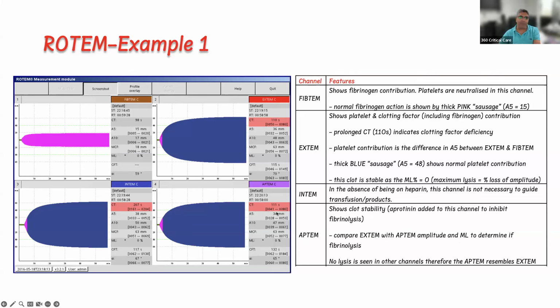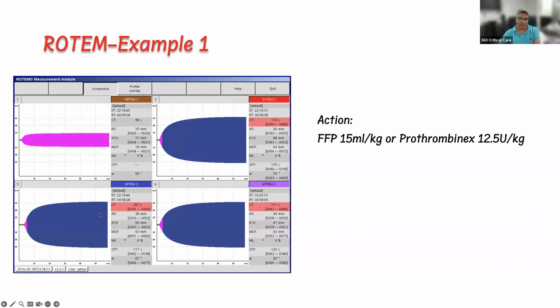The major effect here is either a problem of platelet, which we think less likely, or a problem of coagulation factor. Because in both the EXTEM and the INTEM, the CT is prolonged. So it is an issue with the coagulation factor. So in that case, how do you treat it? You give fresh frozen plasma or prothrombin.